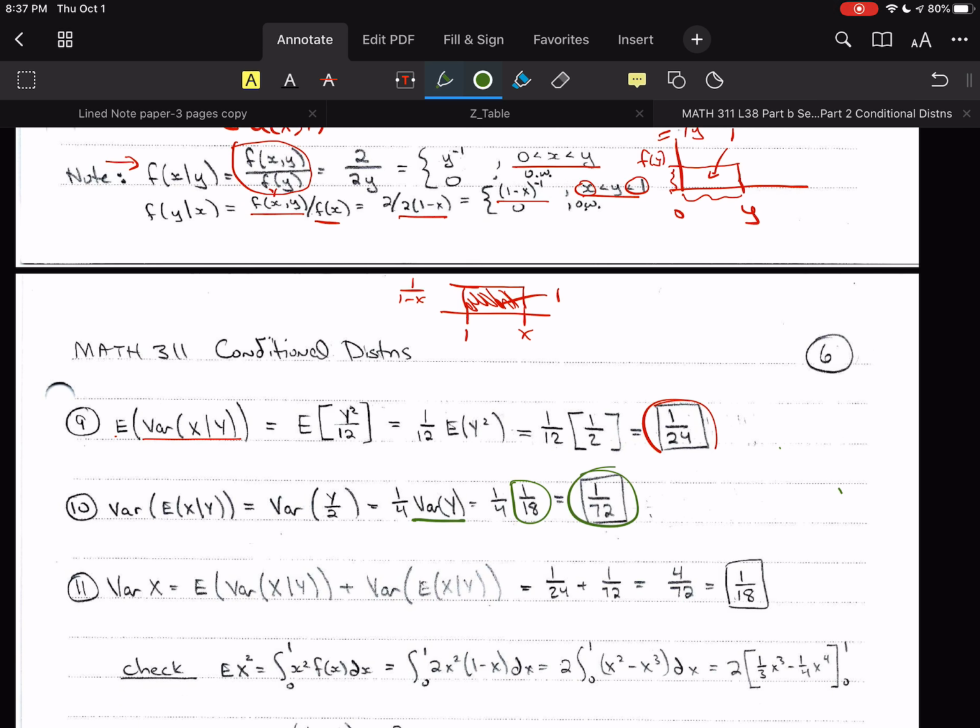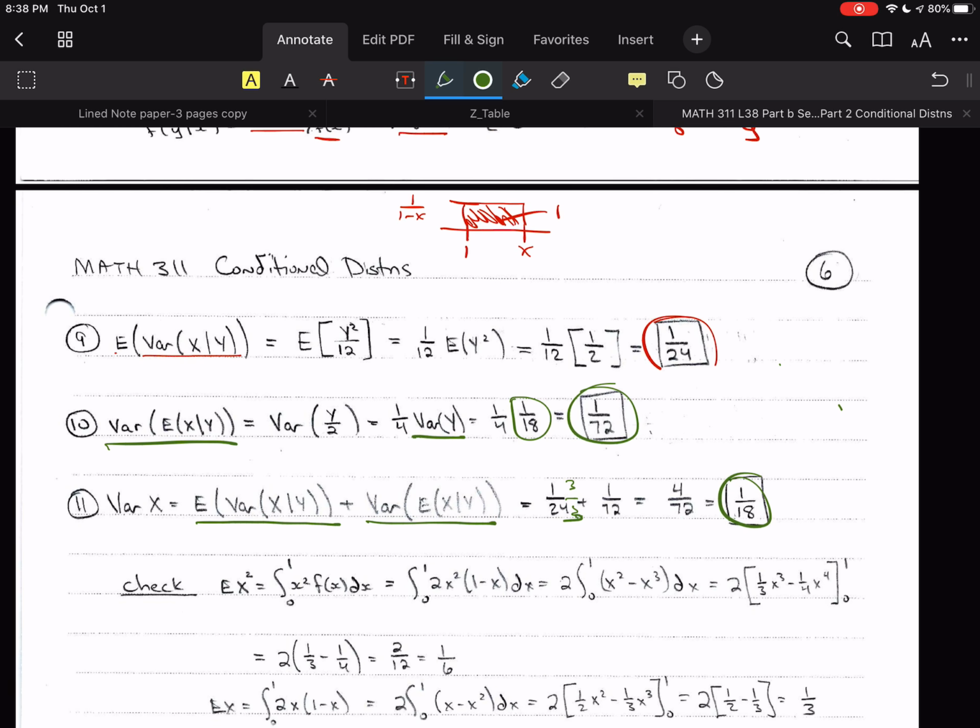Now the variance of x is E of variance x given y plus variance of E of x given y. We figured out these two values, 1/24 and 1/72. So we work out the common denominators, and so that's 3 times 24 is 72, and so we have 4 over 72, or 1 over 18.